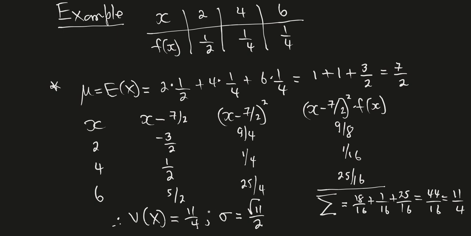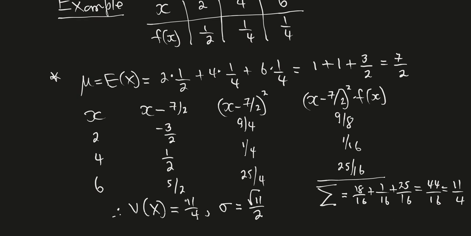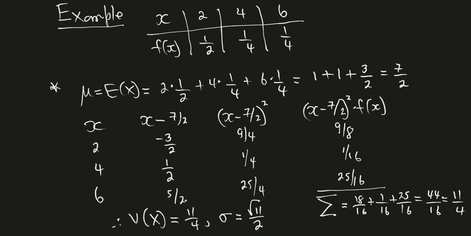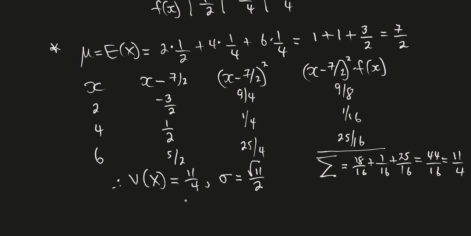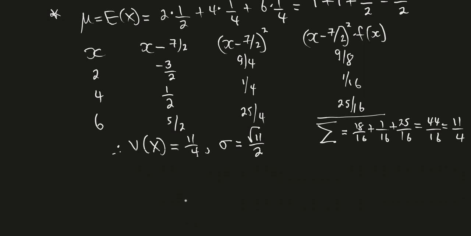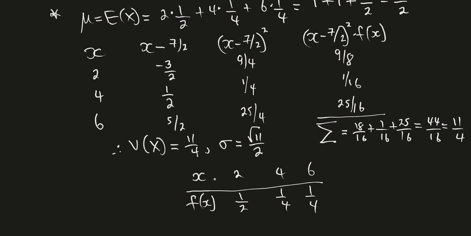All right, so now let's see what it looks like if we use the alternative formula. Again, just so that we have all the information, let me restate our probability distribution. We've got 2, 4, 6. Here are the probability values: 1/2, 1/4, 1/4. Now we're going to use the double star approach.